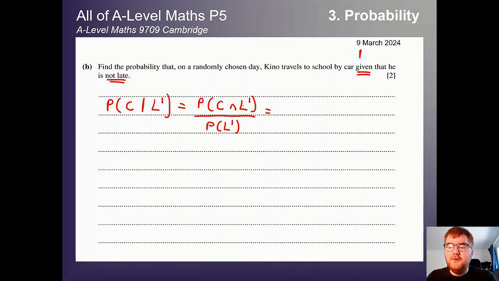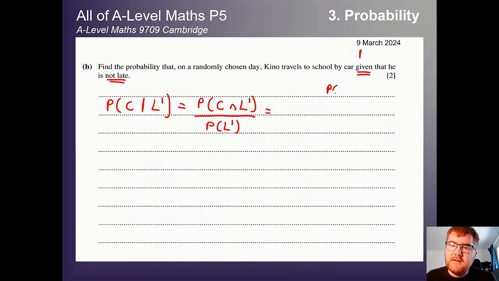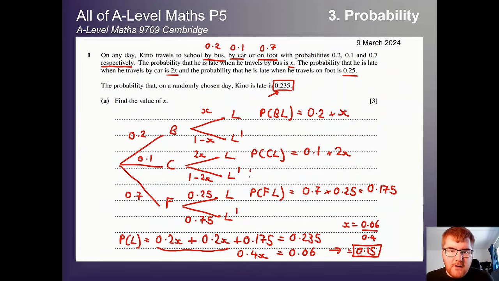Now, the probability of not late, well, we have the probability of late is 0.235. So let's just write that down. So the probability of not late is 1 minus that. Again, this idea is used again and again. Double check, yep, 0.235. So 1 minus 0.235, that's equal to 0.765. So we can pop that in down below. And now we need to work out the probability of C and not late. So we go back to our tree diagram. We're looking for this, so C and not late.